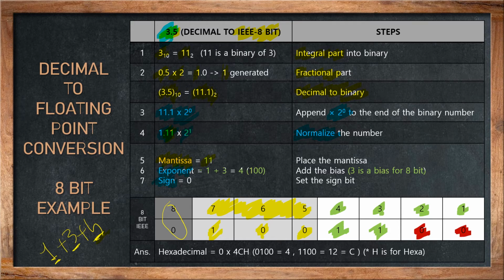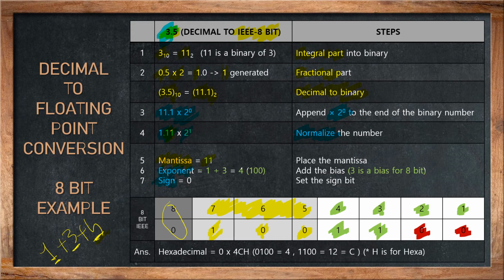So this is how you can convert the decimal to IEEE 8-bit format. But we still need to do one more step. Here we have 8 bits, so it's very easy to identify the number. But what if I have a 32-bit or a 64-bit? In that case it's very difficult to identify the number. So for ease, we convert this binary into hexadecimal.